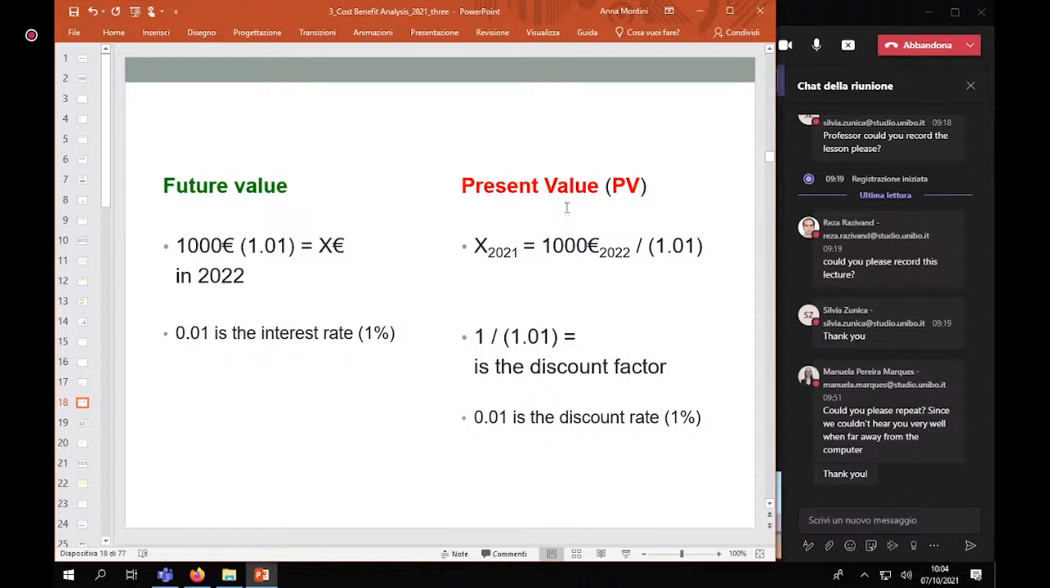0.01 in the case of the calculation of the present value is the discount rate, while 1 divided by 1.01 is the discount factor. The name of this is the discount factor, while the name of the interest rate when you consider the present value calculation is the discount rate.